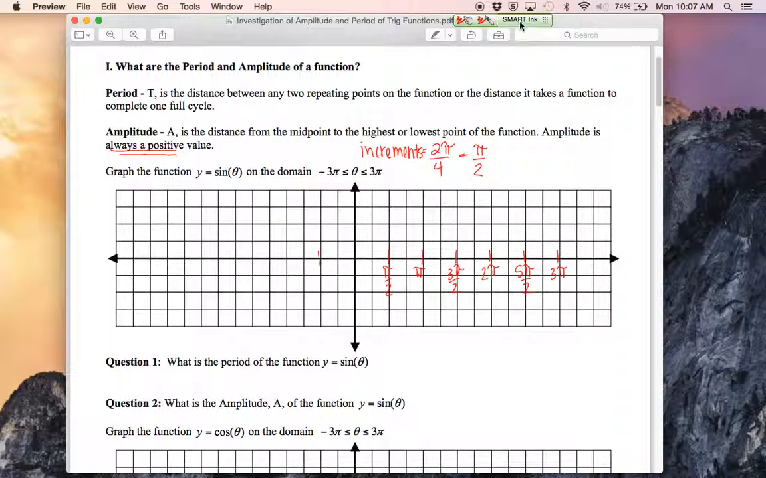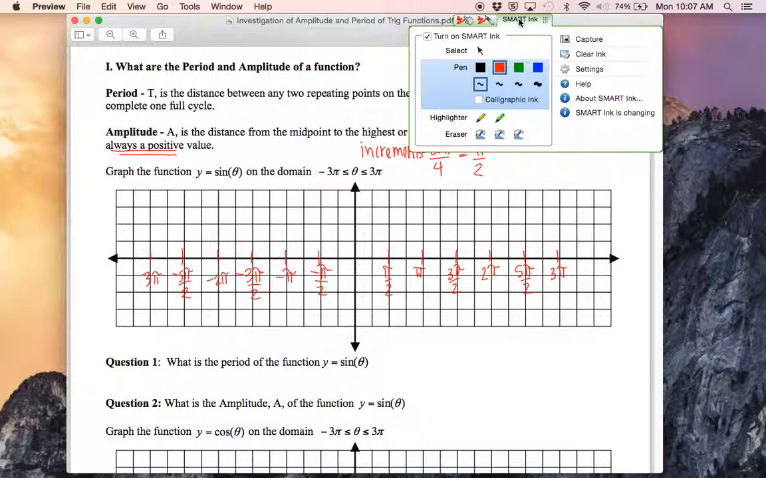And then I've got all my negative values down here. Negative pi over 2, negative pi, negative 3 pi over 2, negative 2 pi, negative 5 pi over 2, and negative 3 pi.